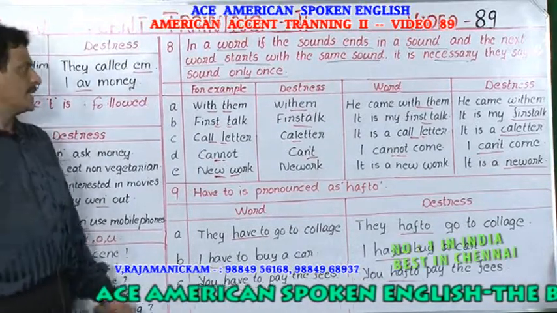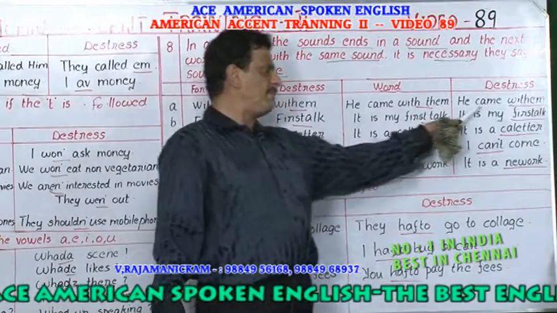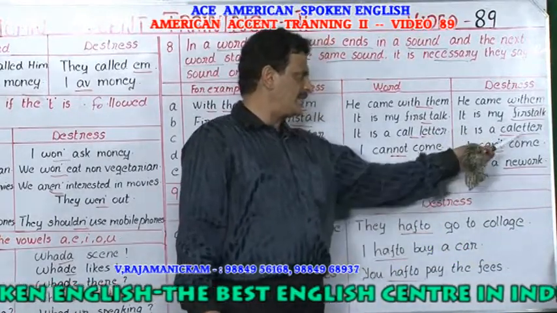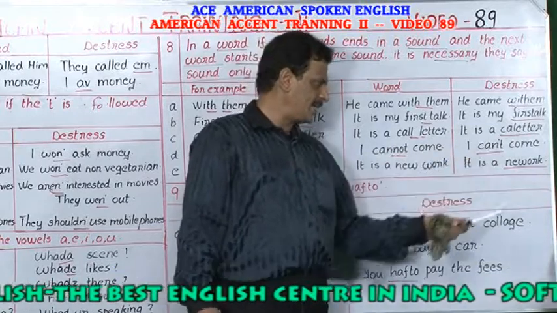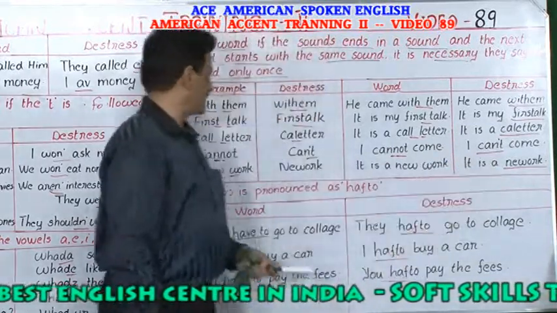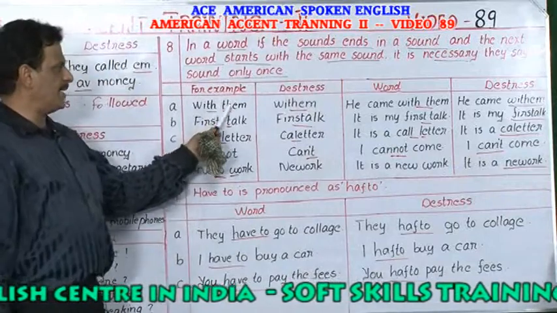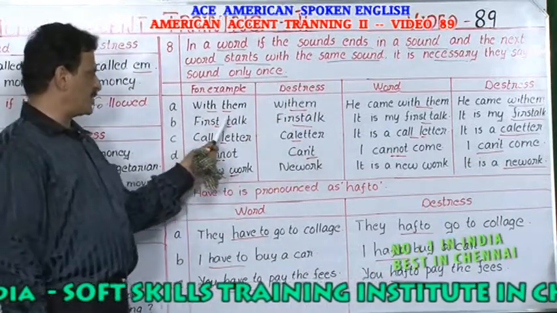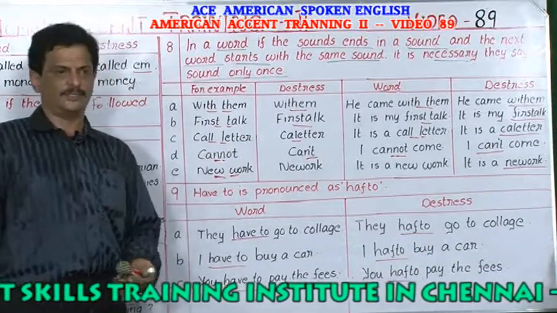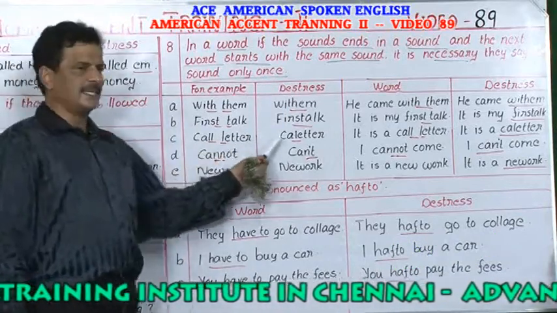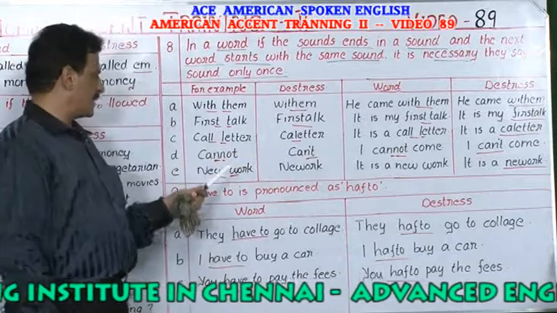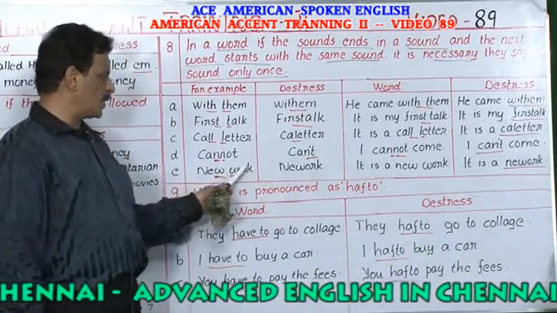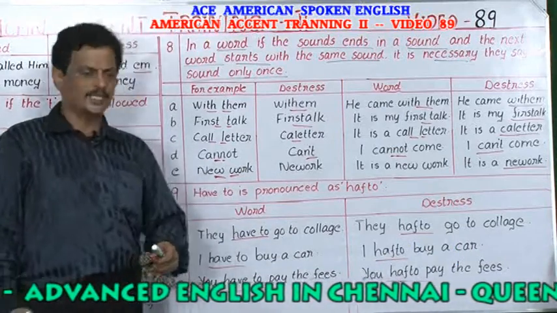Say everybody together. He came with them. It is my first talk. It is a call letter. I can't come. It is a new work. With plus them changes into "with them." First plus talk changes to "first talk." Call plus letter changes into "call letter." Can plus not changes into "can't." New plus work changes into "new work."